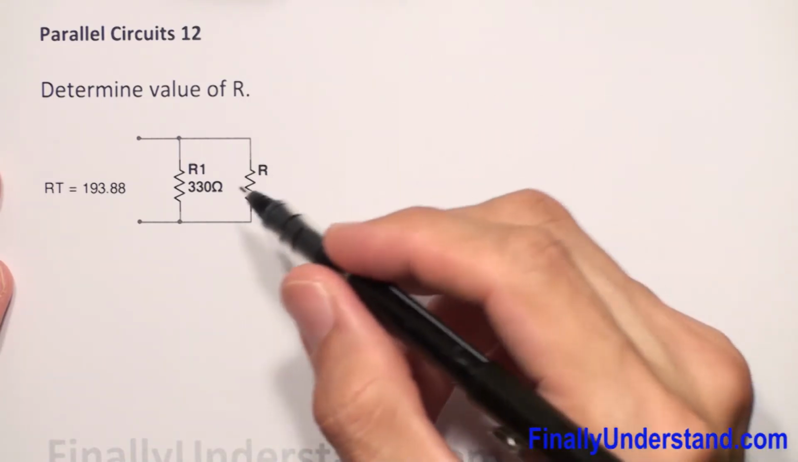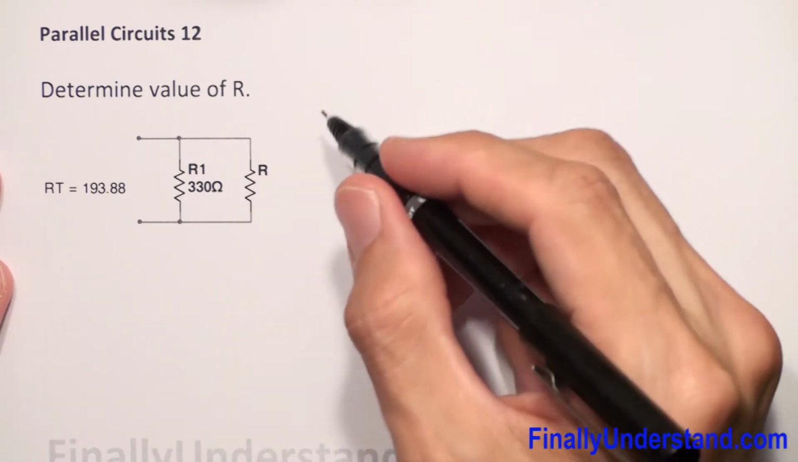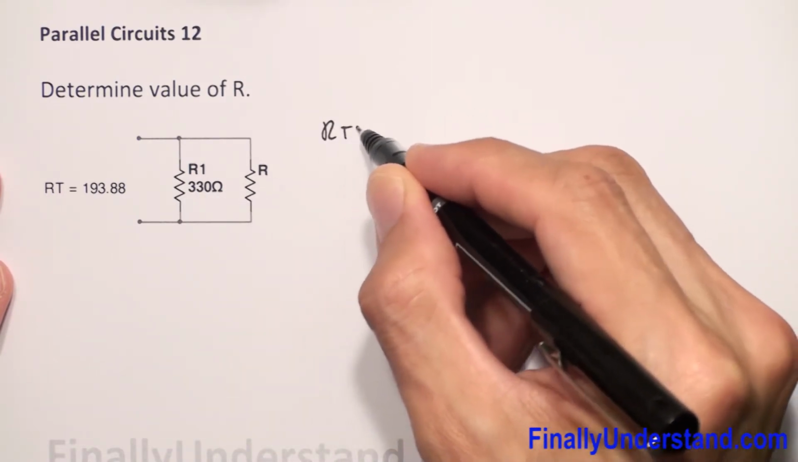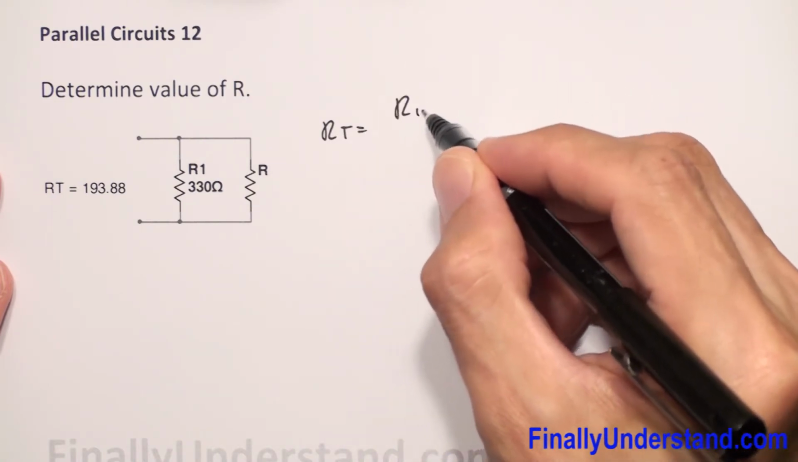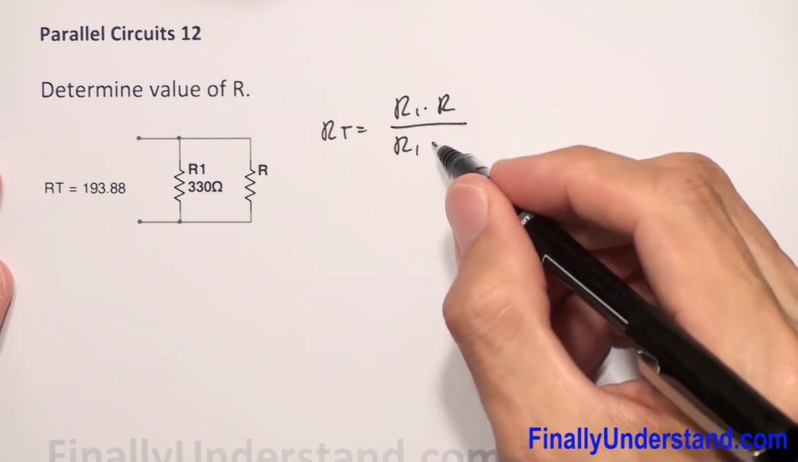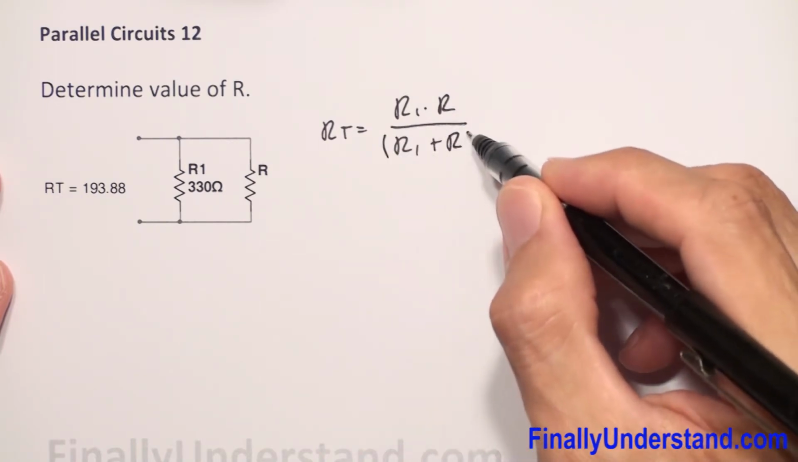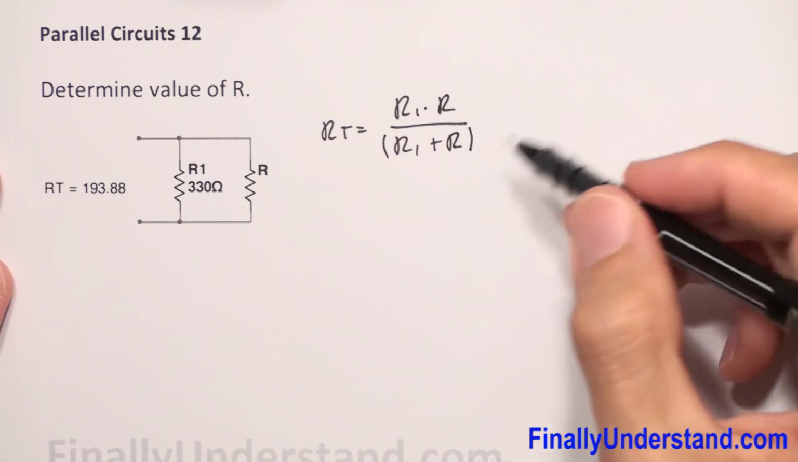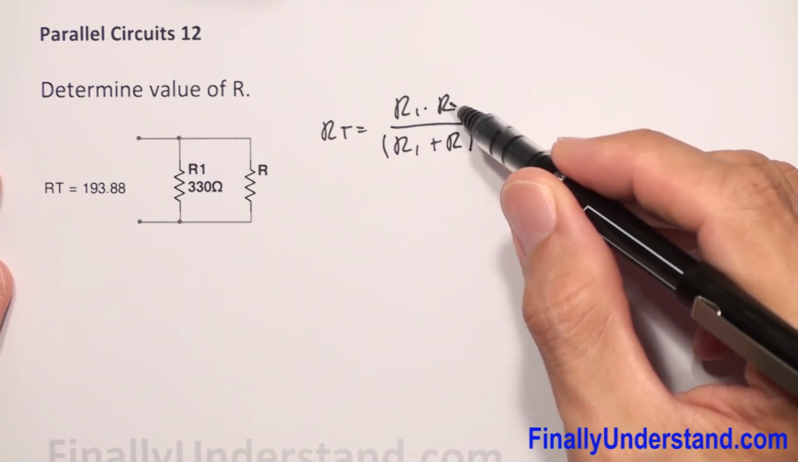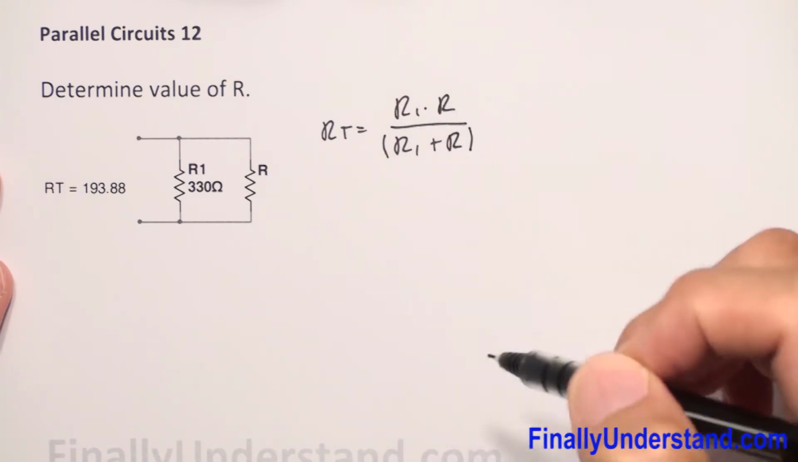First of all, please realize that we use only two resistors. That's why I'm going to use the formula R total is equal to R1 times R over R1 plus R. Okay, this is the product over the sum. In order to find the value of R, I'm supposed to solve this formula for R.